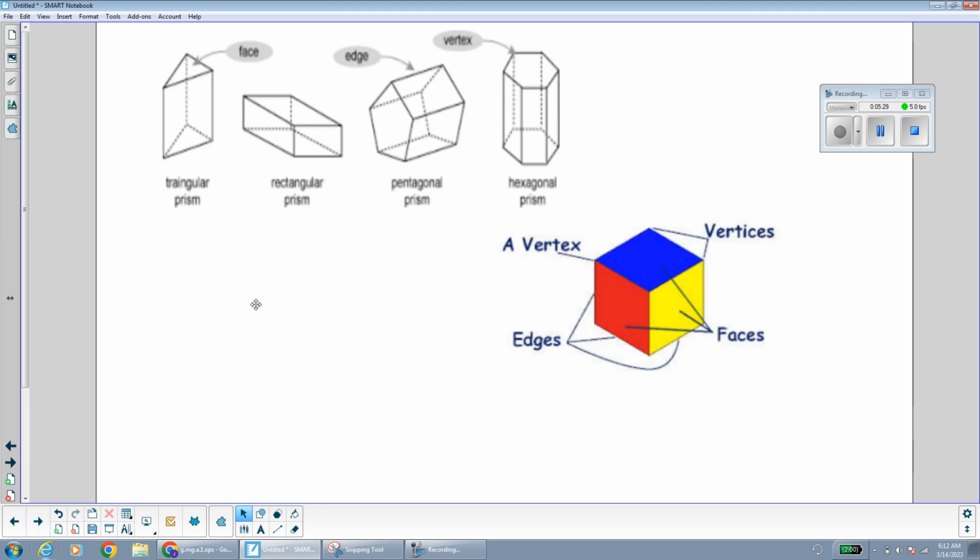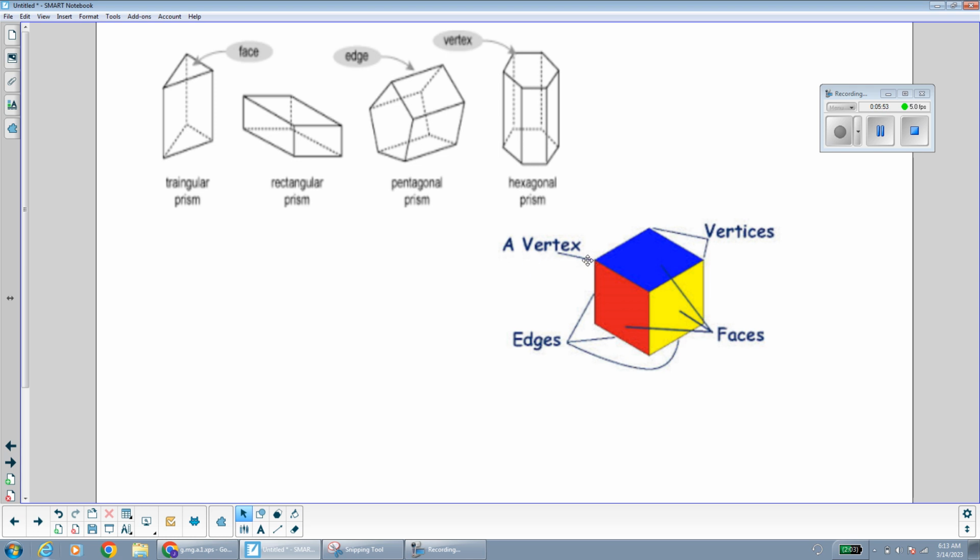Here's a couple more images of prisms. So we talked about triangular prisms with the triangular bases. Rectangular prisms have rectangle bases. Pentagonal prisms have pentagon bases. Hexagonal prisms have hexagon bases. So once again, prisms are named by their bases, and the bases are parallel to each other.